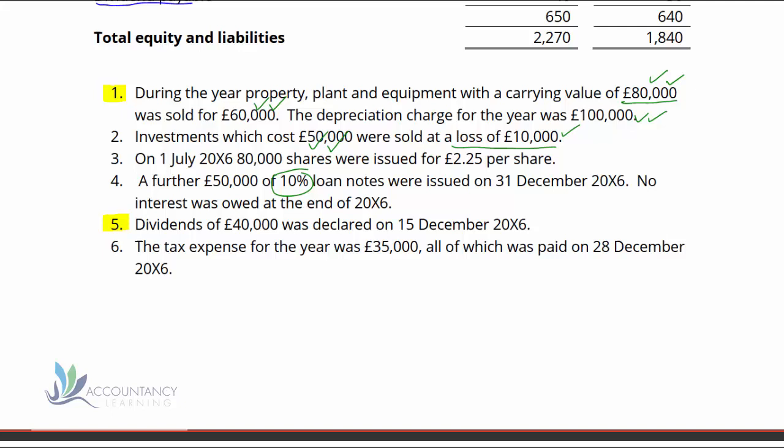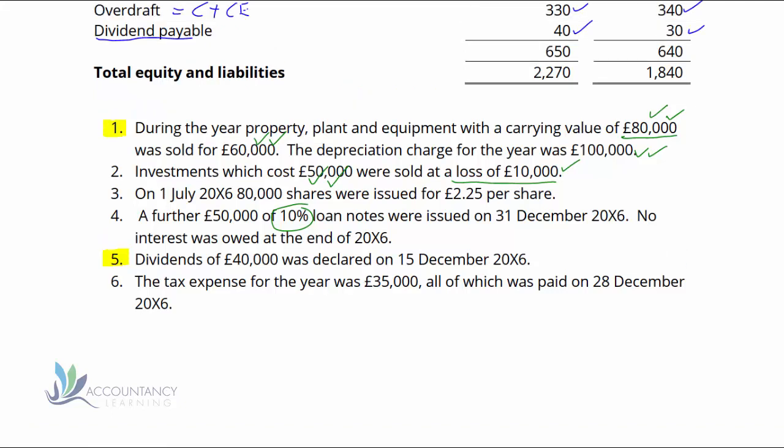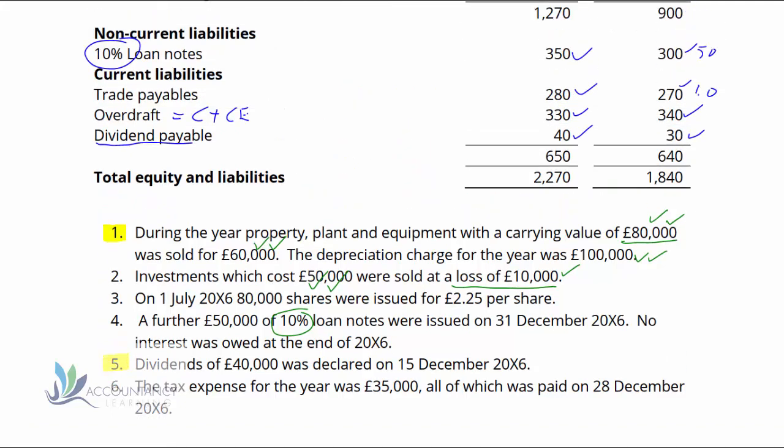But it doesn't tell us what the number is. Well, if we look at our balance sheet, we can see that we have 300 of loan notes at the beginning of the year, and we have 350 of loan notes at the end of the year, and they are 10% loan notes. So we just need to work out 10% of the liability, and that will be how much interest we must have paid. But notice, we issued the new ones on the very last day of the year.